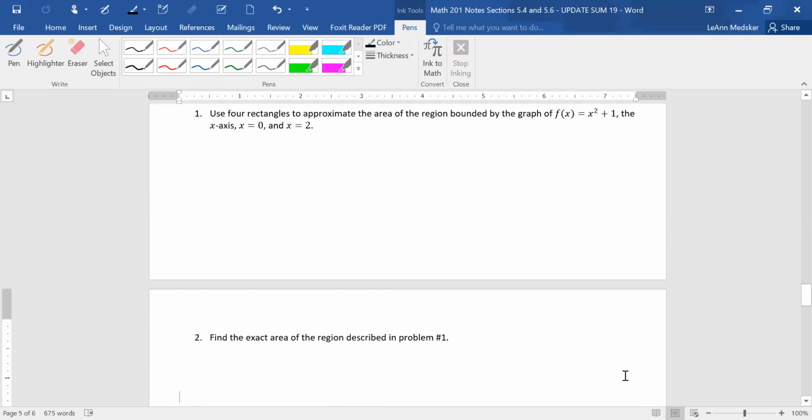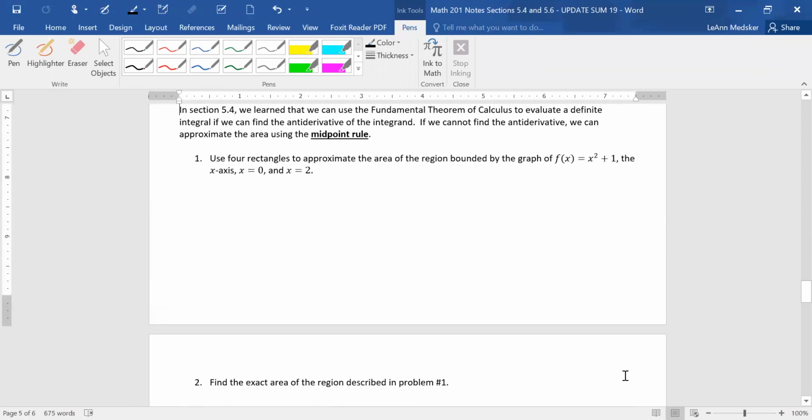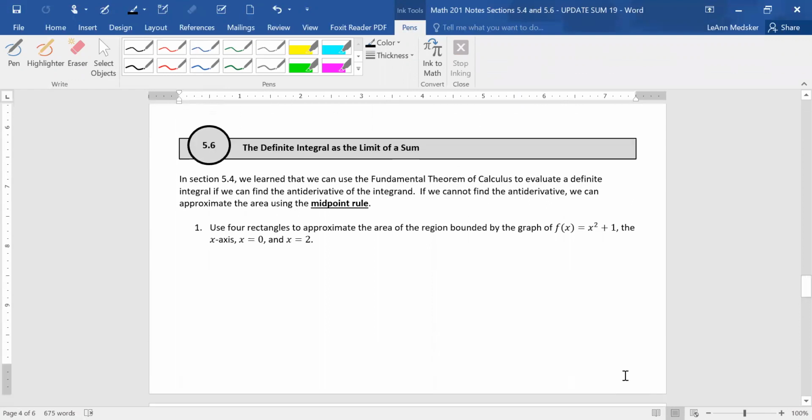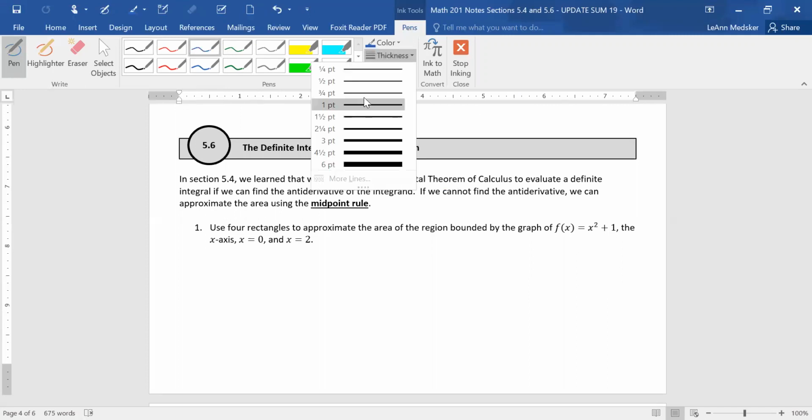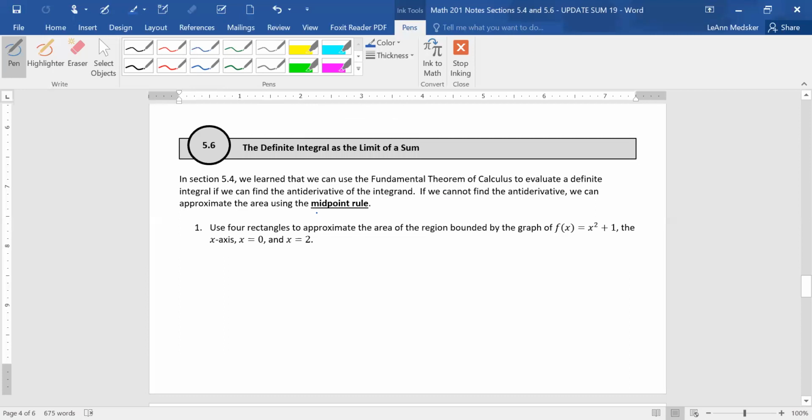I'm going to do kind of an intro to section 5.6. We'll obviously spend more time in class on some of the details of these. But it says that this is the definite integral as a limit of a sum. Now, we're not going to make you do the limiting process in much detail. We're just going to teach you how to do it by rectangles in this course. There's much more to this if you were to take Calculus 1.